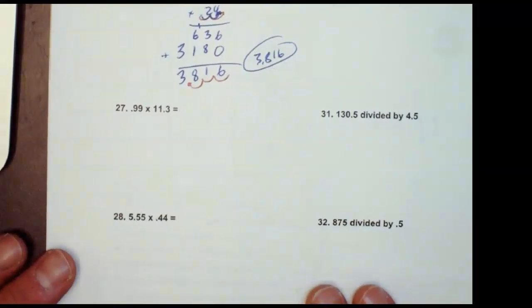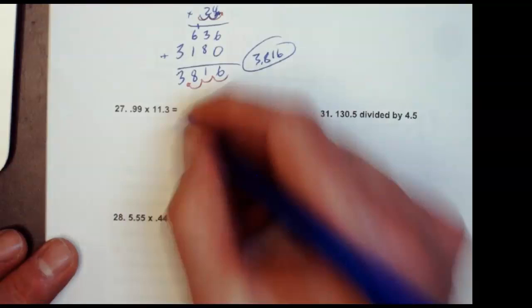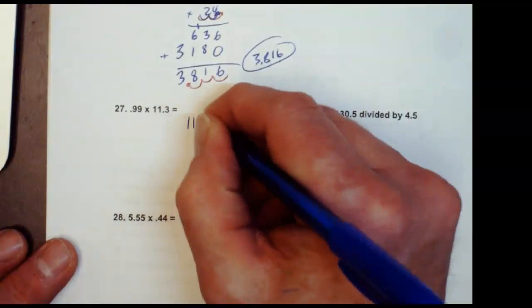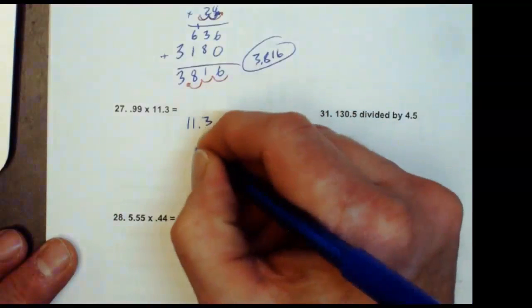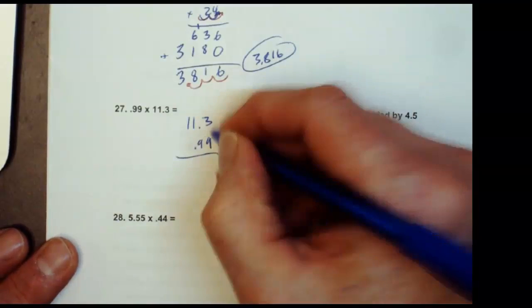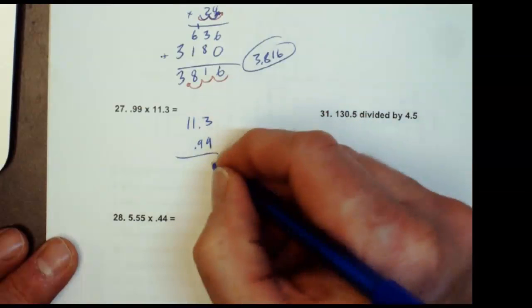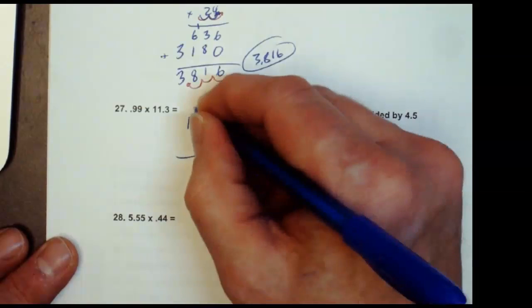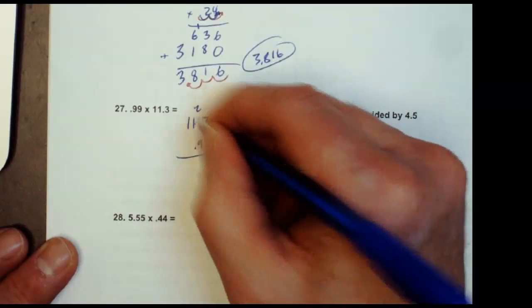All right, let's keep rolling. This is kind of a weird one. 0.99 times 11.3. Put the bigger number up on top, 11.3, the one with the most digits. This one is 0.99. Start off with 3 times 9. That's 27. Here's the 7. Here's the 2. 9 times 1 is 9, plus these 2 is 11.